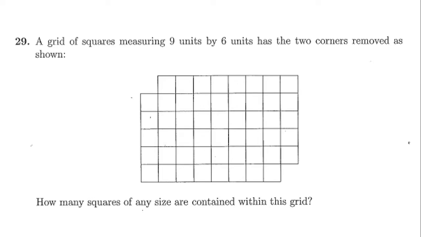Question 29. A grid of squares measuring 9 units by 6 units has the 2 corners removed as shown. How many squares of any size are contained within this grid? So this is a bit easier if these 2 squares weren't removed. So what we're going to do is just add them back in and then subtract them.